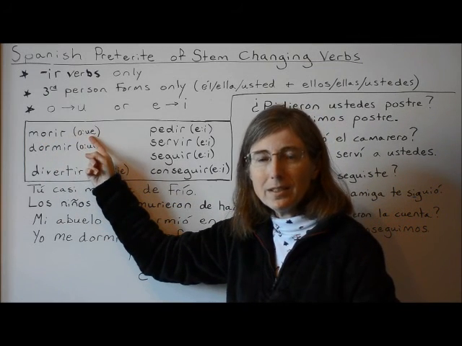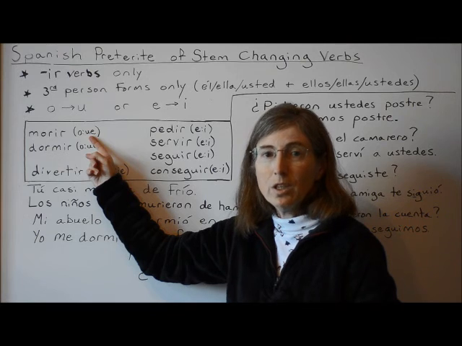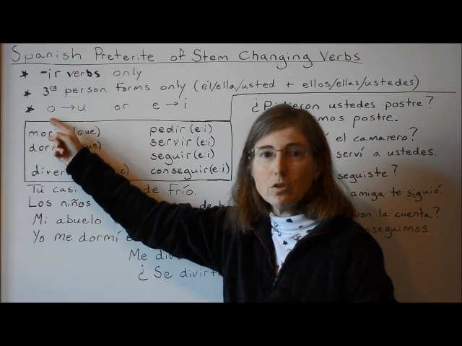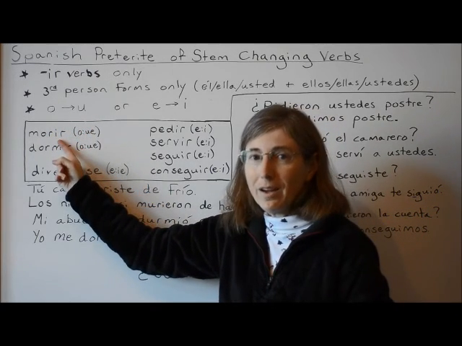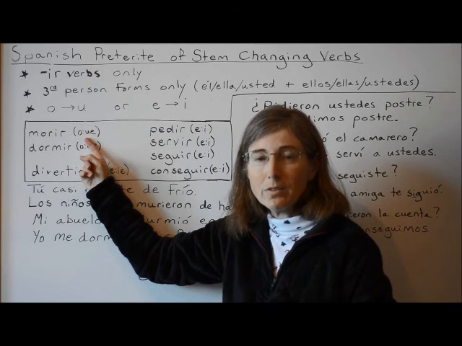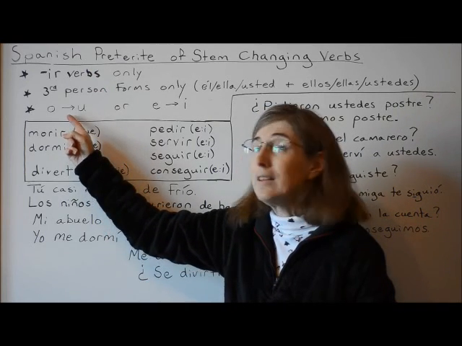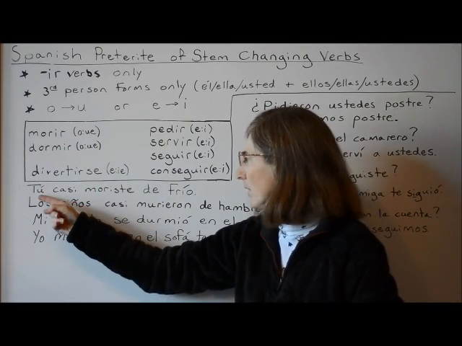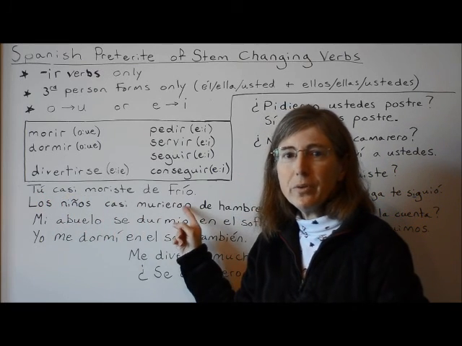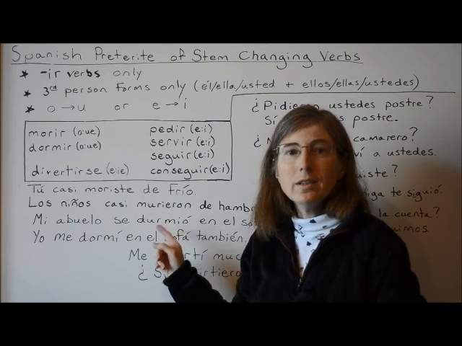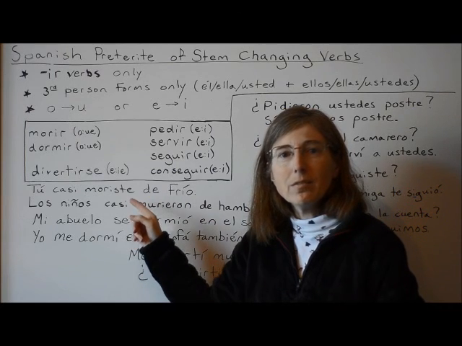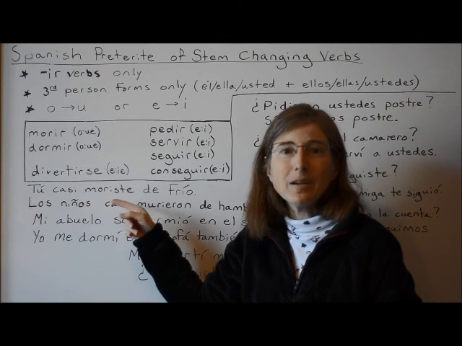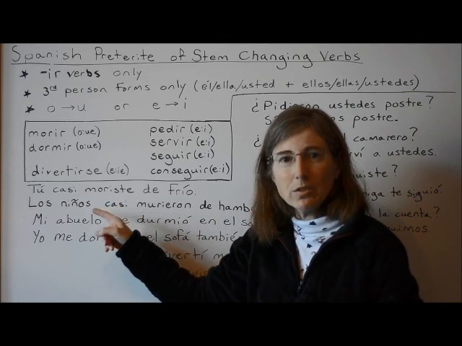Morir. In the present tense, it's an O to UE stem changer. So in the preterite tense, in the third person forms, it's going to change O to U. Remember, it's an IR verb, it's a stem changer in the present, so it's going to have this stem change in the preterite tense. Let's look at an example. Tú casi moriste de frío. You almost died from cold. Now in this example, this morir form does not stem change because this is the tú form, it's second person, it doesn't have a stem change, the O stays O.